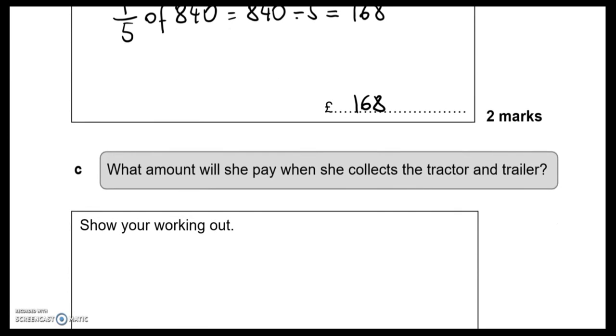What amount will she pay when she collects the tractor and trailer? So 840, take away 168, which she's going to pay today, £672.